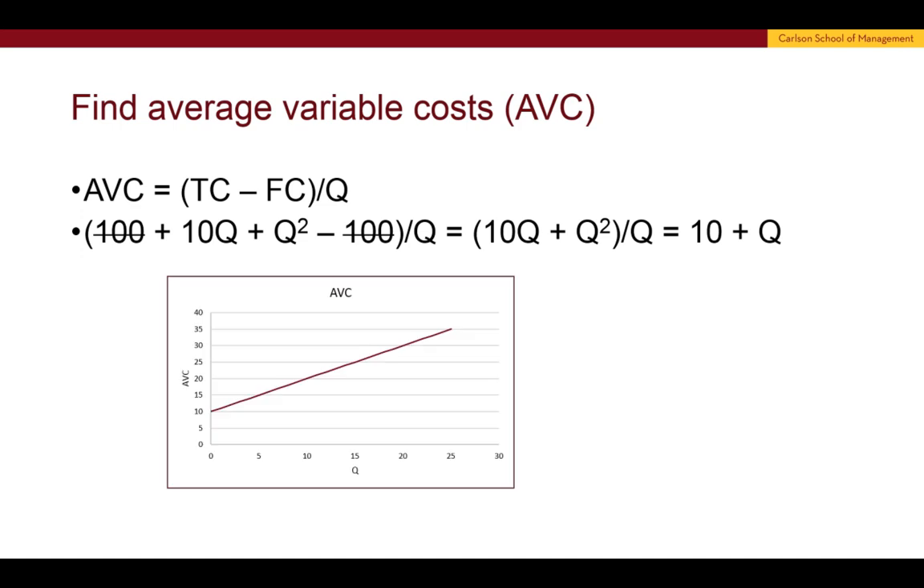What does that look like? It's a straight line, and it starts at an intercept of 10 on the AVC axis and rises with, in this case, a slope of 1. So indeed, this is what we said. We expected a straight line, not necessarily with an intercept of 0.